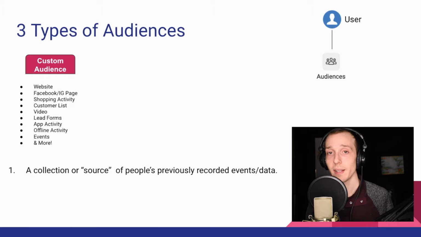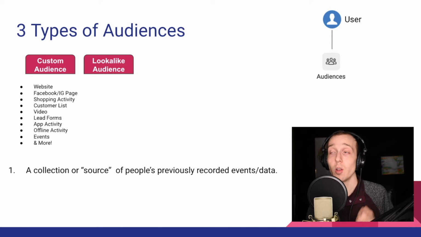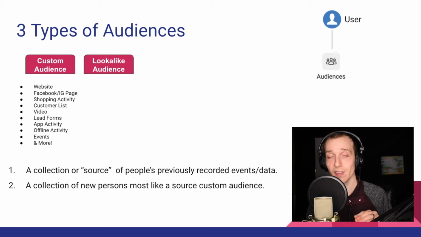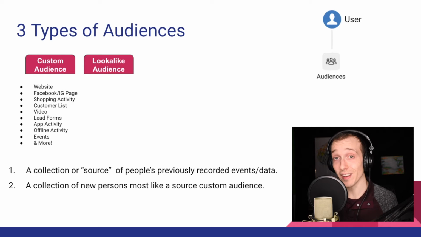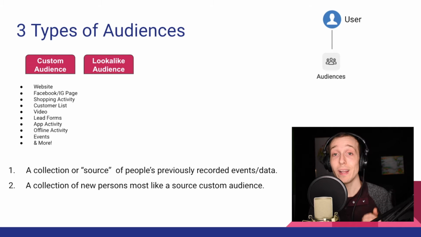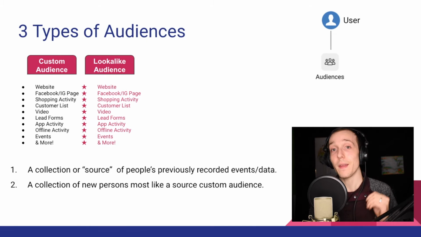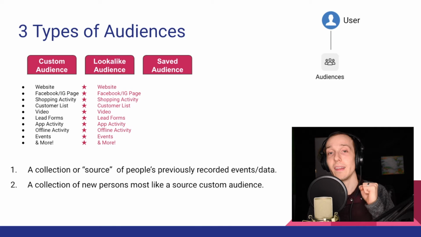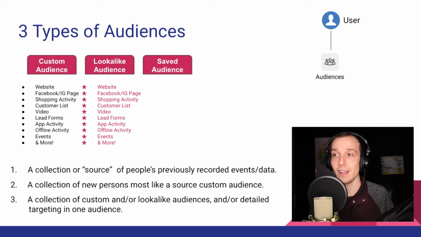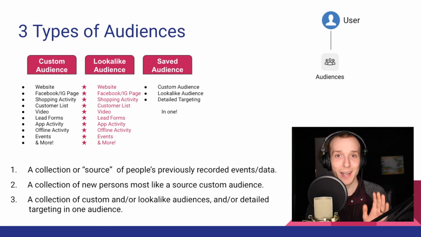The next type of audience is a lookalike audience. And a lookalike audience is a collection of new persons most like a source custom audience. So take any of those things we just talked about, website, Facebook page, shopping activity. We can create an audience that looks alike those sources. The last type of audience is a saved audience. And a saved audience is a collection of custom and or lookalike audiences and detailed targeting all in one audience. So it just kind of includes all of them in one.